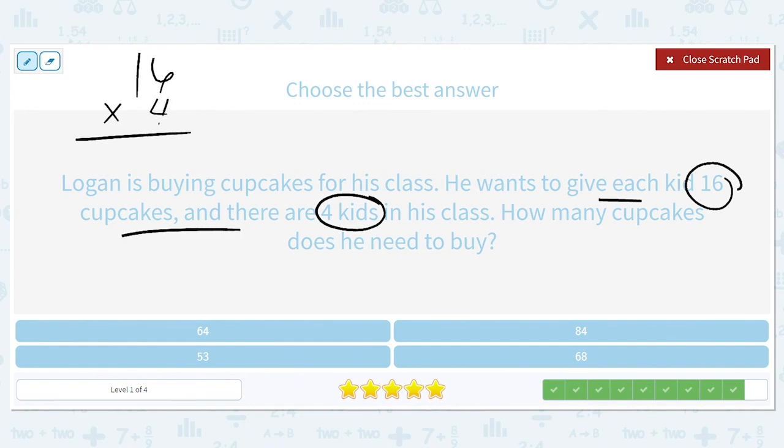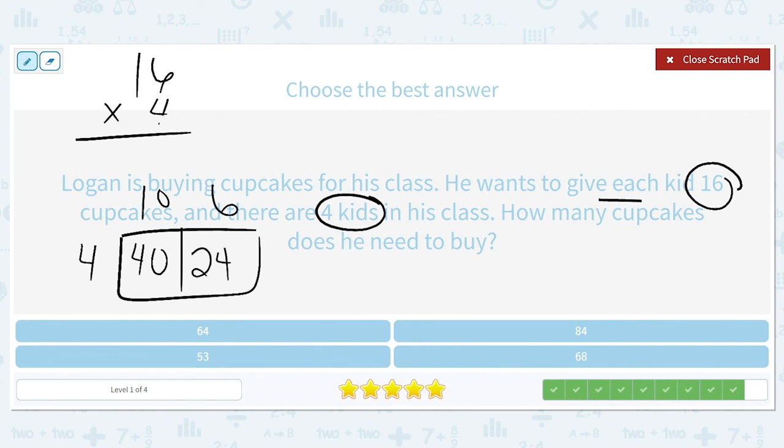We'll separate that out. 16 is the same thing as 10 and 6 times 4. 4 times 10 is 40, and 4 times 6 is 24. And we're going to add those together. 40 plus 24 will give us 64. So Logan needs to buy 64 cupcakes.